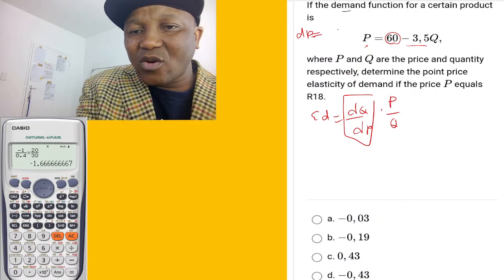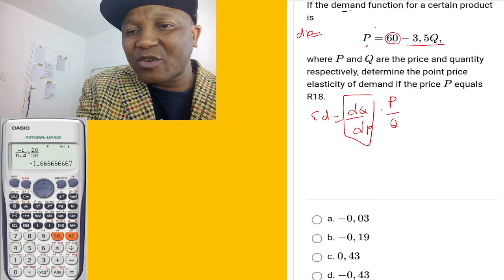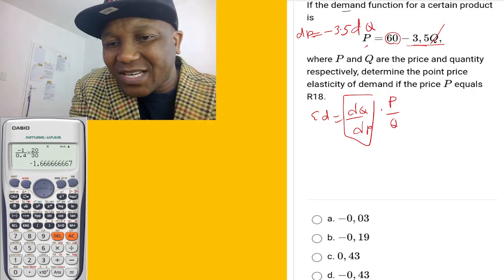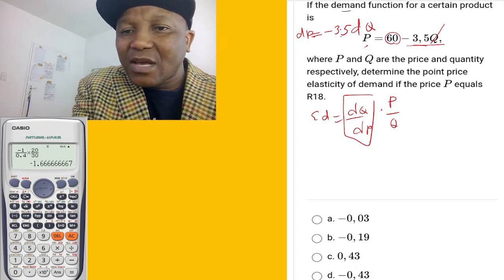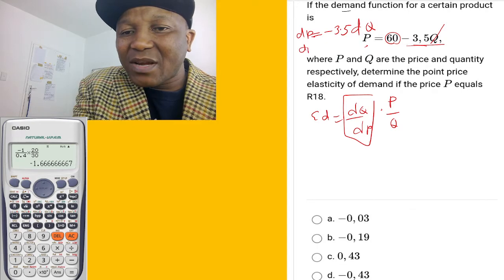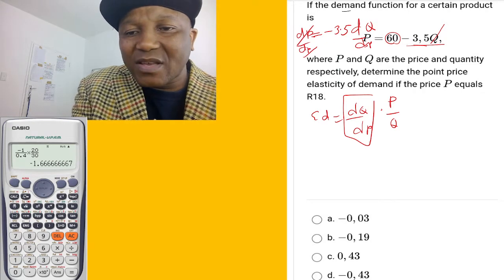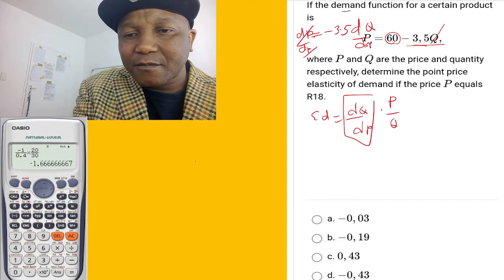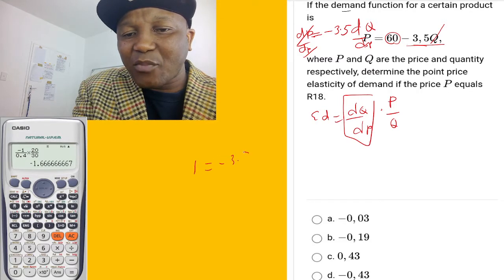So dp is equal to, and when you differentiate negative 3.5 q, it's going to be negative 3.5, and this q is going to fall away, dq. But since I want dq over dp, let me divide by dp, divide by dp. This and this cancel, so it's going to be 1 equal to negative 3.5 dq over dp.